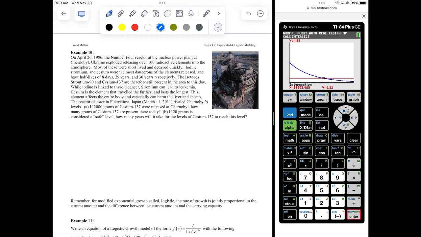Anyway, let's read this. The number 4 reactor at the nuclear power plant at Chernobyl on April 26, 1986. I remember when this happened. The 80s were rough. We had Chernobyl. We also, around the same time, had the Challenger disaster where the space shuttle blew up, killed 7 astronauts, including Krista McAuliffe, the first teacher in space. Most of these were short-lived.